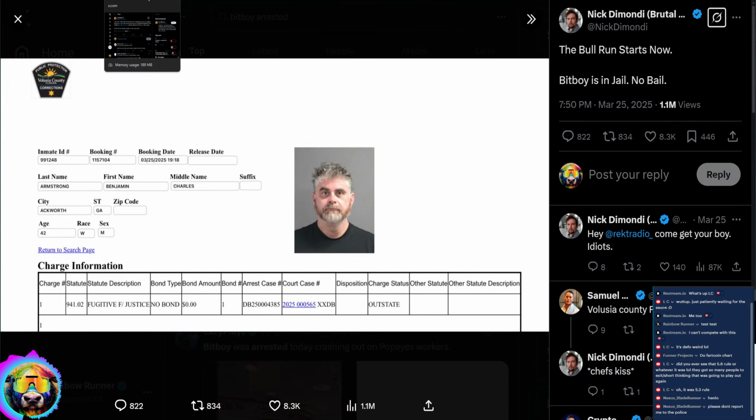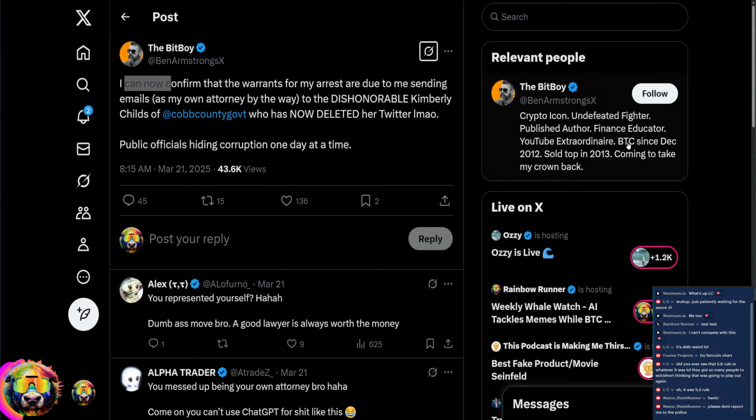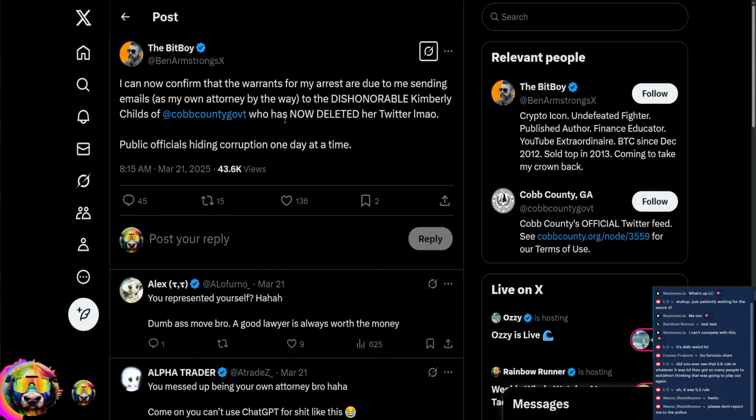And it wasn't really clear why he was arrested at first. But apparently he can now confirm, I guess he confirmed this before he was incarcerated, or maybe he's out on bail, I don't know. He says he can now confirm that the warrants for his arrest are due to him sending emails as his own attorney to the dishonorable Kimberly Childs of the Cobb County government, who has now deleted her Twitter. Public official hiding corruption one day at a time.